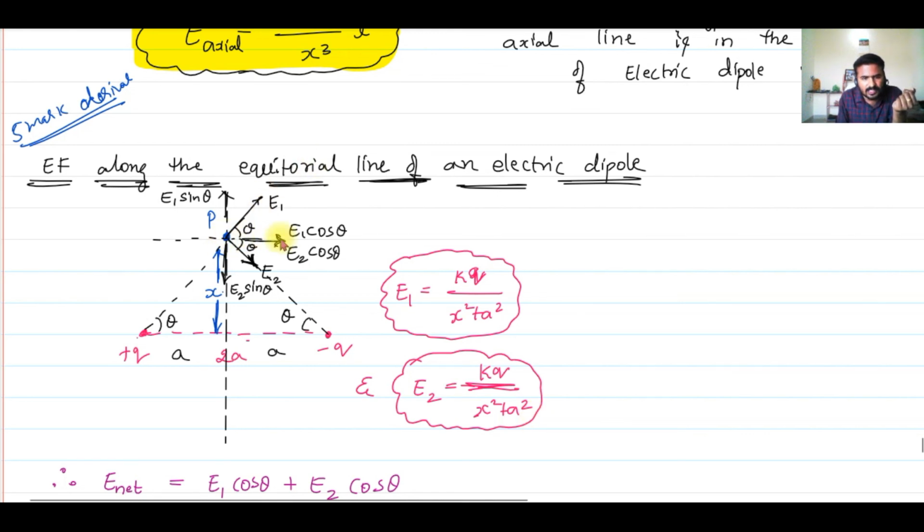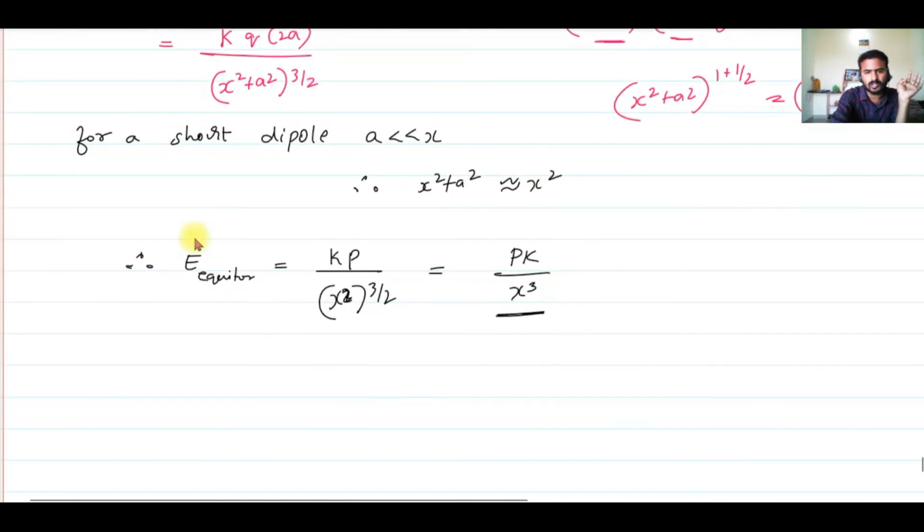At this point the net electrical field is to the right, and that is in the opposite direction of dipole moment, right? The direction of dipole moment is from minus q to plus q, but at this point p, the electrical field is in which direction? To the right. So dipole moment is to the left, the electrical field is to the right. That means the electrical field at any point on the equatorial line is in the opposite direction of dipole moment. This is an important point to note.